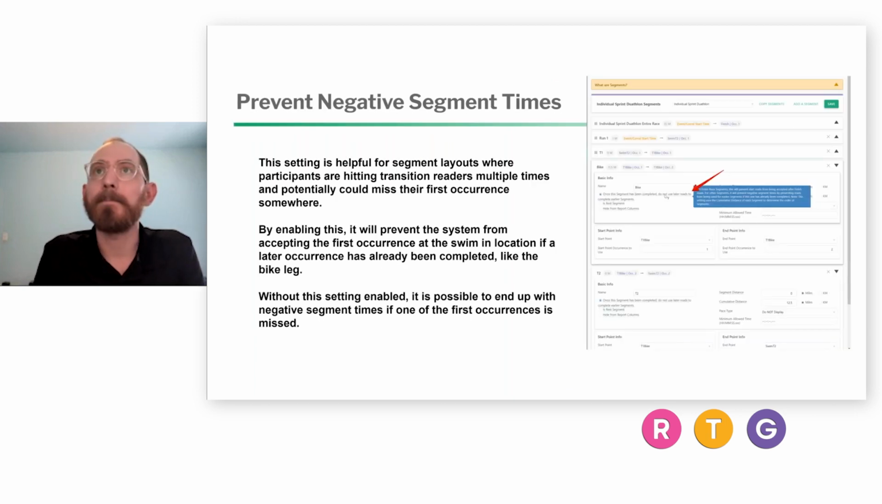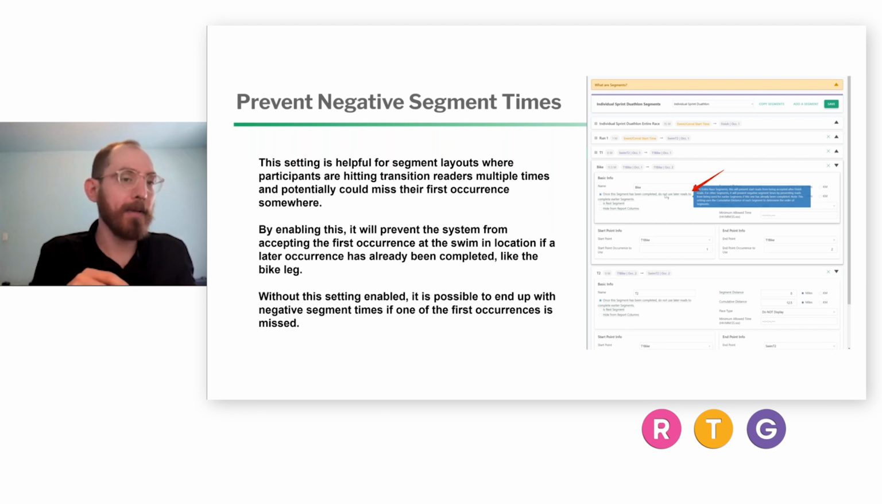Another one, you may need to use this, especially helpful if you have situations where you are doing that setup that I described earlier, where they're going into transition and then they're coming back out the opposite direction, where it's basically like an out and back course. This setting allows you to say that you want to make sure that you don't complete earlier segments once this segment has been completed. So what that means is, think of it this way.